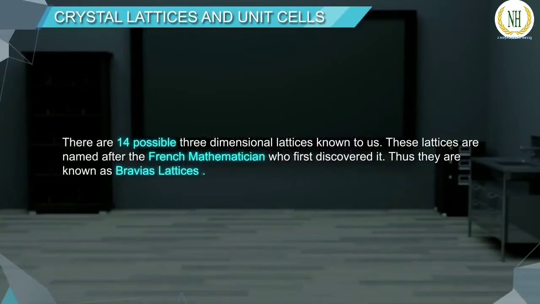There are 14 possible three-dimensional lattices known to us. These lattices are named after the French mathematician who first discovered them. Thus, they are known as Bravais lattices. Now we know what is crystal lattice. Let us study some of its characteristics.